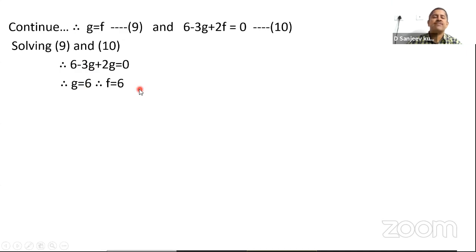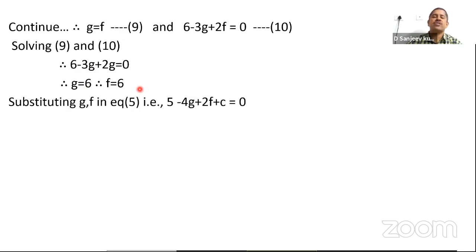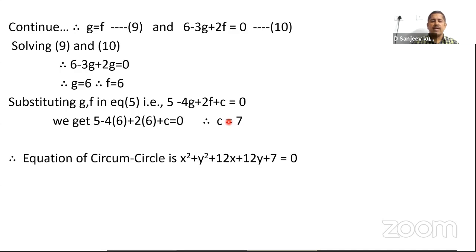You got the value of g and f. Substitute the value of g and f in equation 5, which you have taken earlier. You get the value of c as 7. So now you got the value of g, f and c. So with this, you can form an equation of circle. That circle equation is what is called the circumcircle. So it is x square plus y square, g value is 6, so 2g is 12, f value is 6, 2f is 12, plus 7 is equal to 0.